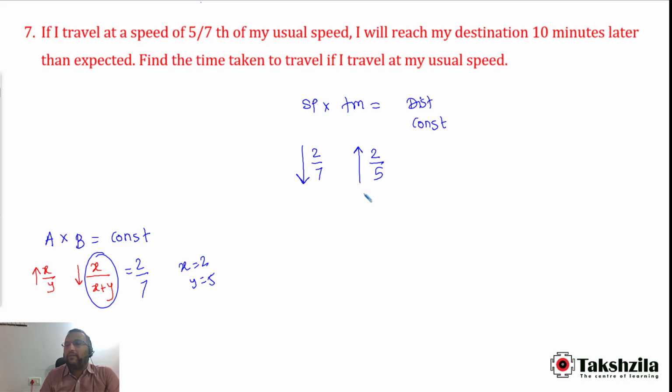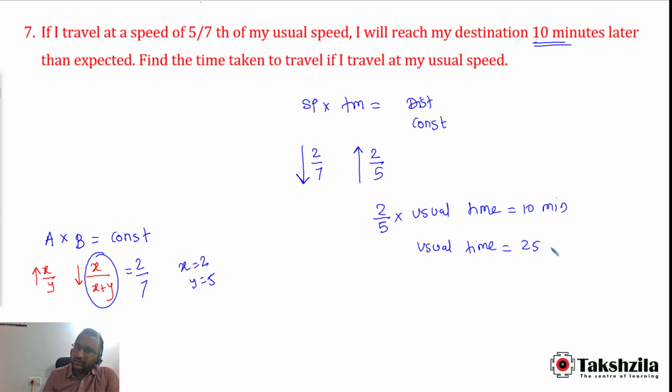I should increase travel time by 2/5 and my travel time increases by 10 minutes. I reach 10 minutes late. It means my travel time increases by 10 minutes. So 2/5 of usual travel time is equal to 10 minutes. If you solve this equation further, you will get usual travel time as 25 minutes. This is how we can use this concept in the questions of time, speed and distance.